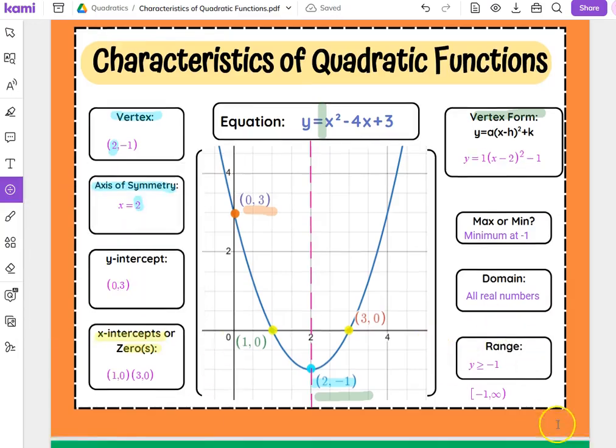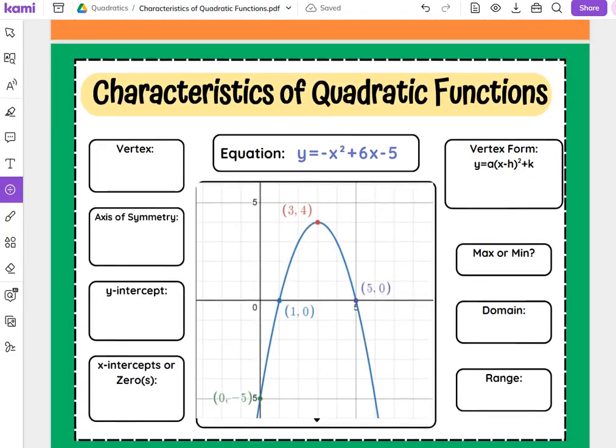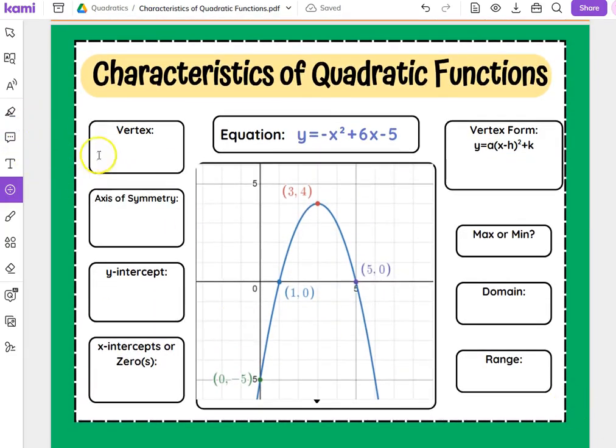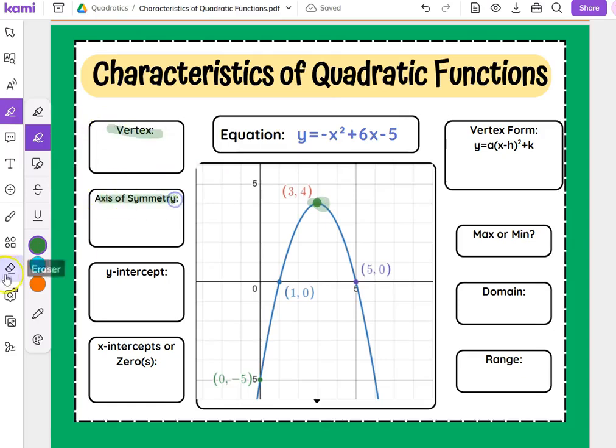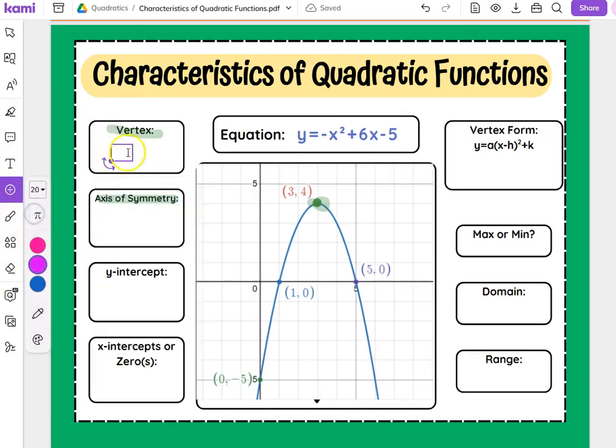All right, I'm going to go through the next couple a little bit quicker, but again, you can always pause or rewind whenever you need to. All right, so we're going to start here with our vertex. Our vertex this time is right here. So our vertex and our axis of symmetry, remember, are going to match up. So our vertex is up here up top at 3, 4.